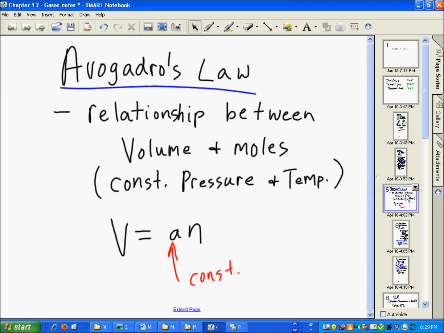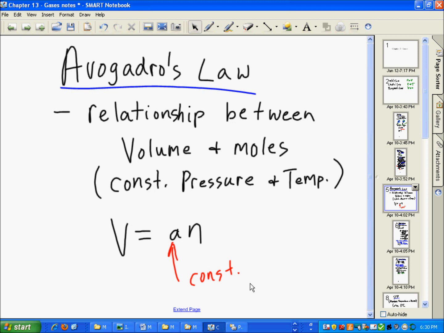Okay. So that was Boyle's law and Charles' law, and now Avogadro's law. Avogadro's law is the relationship between volume and moles. Again, you have to hold other things constant, pressure and temperature. Again, this law can be expressed as an equation: volume equals a constant times moles. And again, that constant is constant only for a given set of conditions.